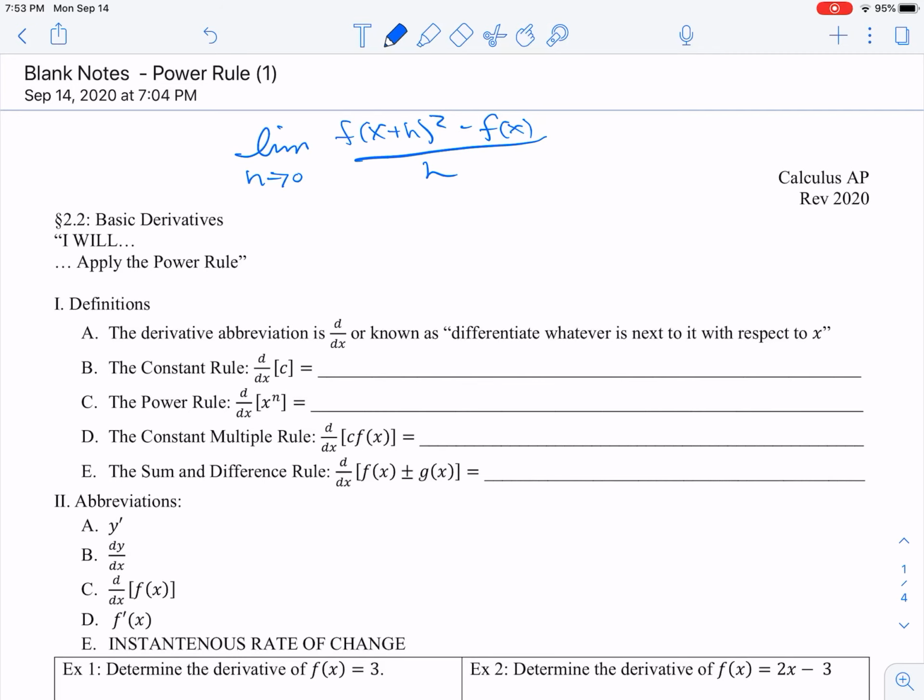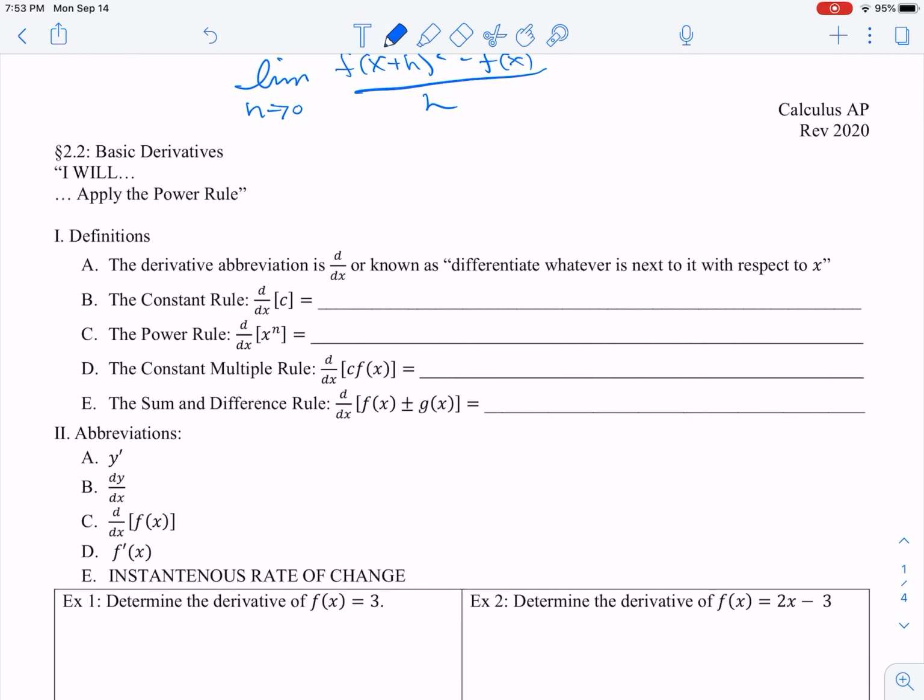So here are the rules. First, if you're going to find the derivative of a constant, so my function is y equals 3, y prime is equal to 0. The power rule, this is the one you want to know. You bring the exponent n to the front and then subtract 1 from it. So if I have y equals x cubed, y prime is equal to 3x squared. You bring the 3 to the front and subtract 1.